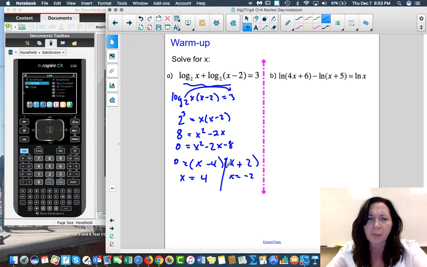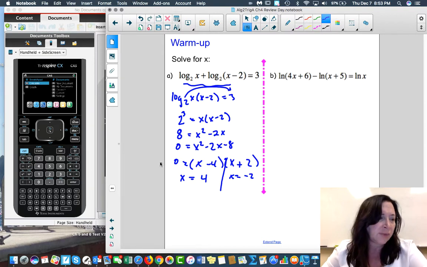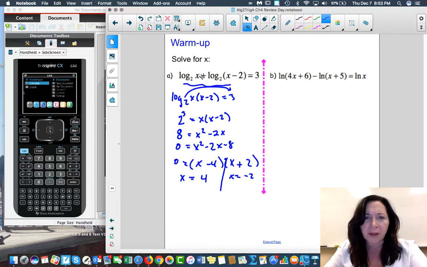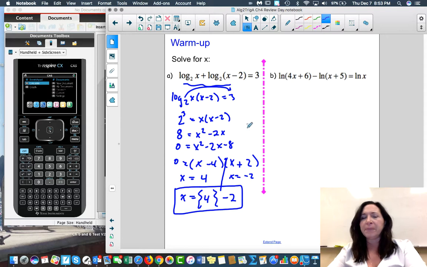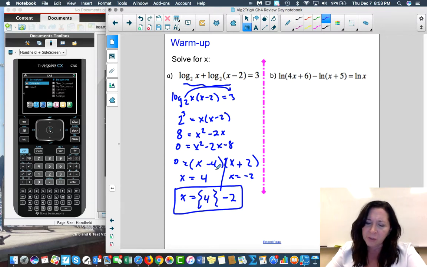You do need to go back up and check your solutions because remember your bases and your arguments do need to be positive. So when I plug 4 back in, I have 4 and then 4 minus 2, 4 works. So we have x equals 4. When I plug negative 2 in, that doesn't work. So that becomes an extraneous solution.